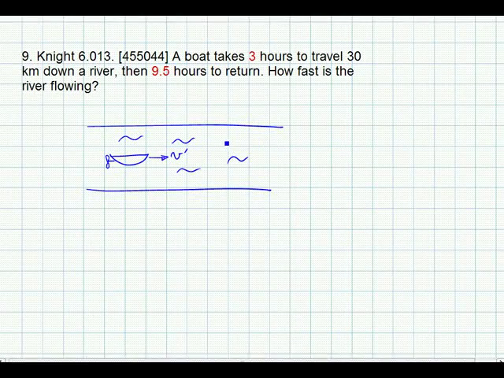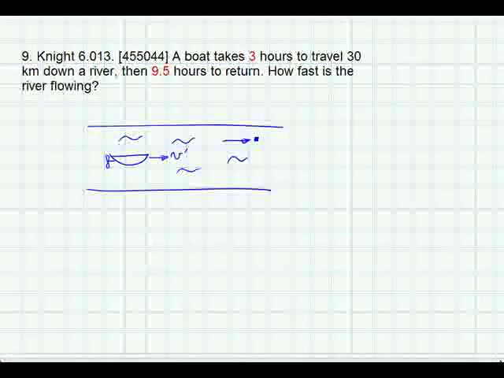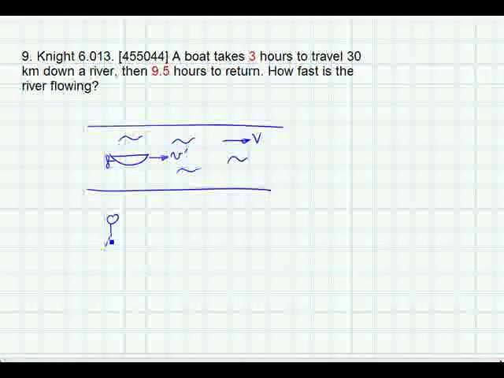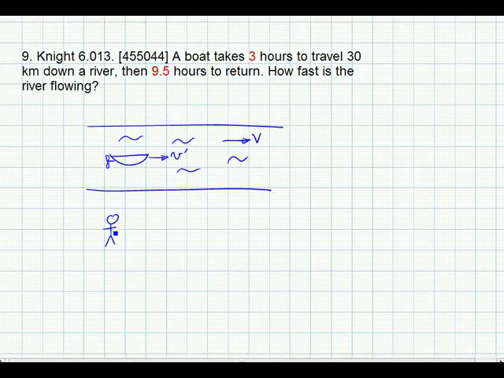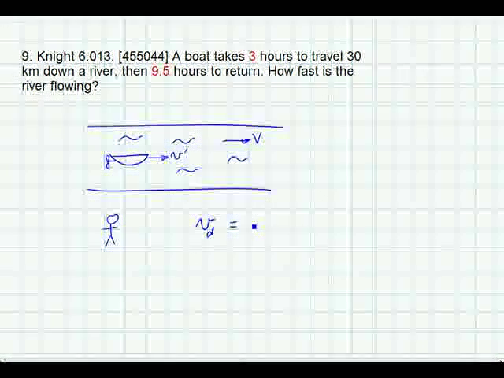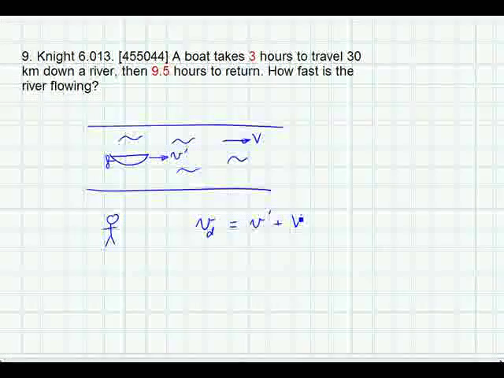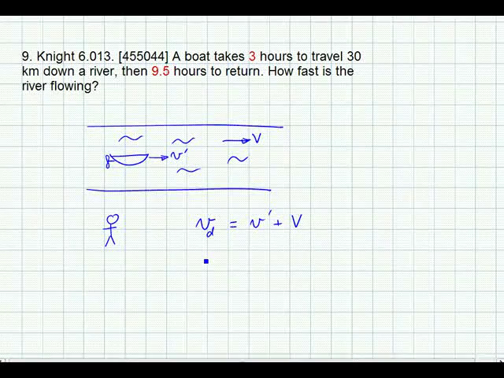The water is, let's say, moving down river with velocity capital V, and for an observer who's standing on the river shore, the observer observes a velocity for the boat downriver, which is given by v prime plus V. This is the Galilean transformation function, as you know.